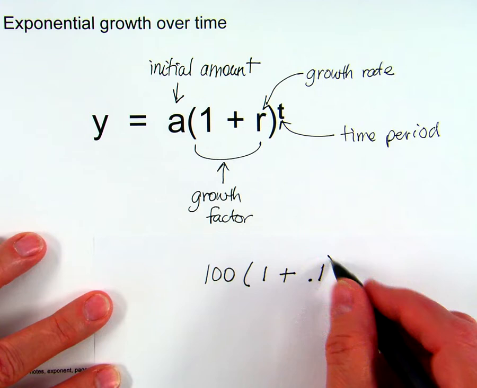Sometimes kids say, why is that 1 there? Well, this kind of shows us why the 1 is there. If we use our distributive property, this will be 100 plus 10, which is exactly what we just did with our draw-it-out-by-hand example of interest. So the growth rate already includes the original amount and the interest that's being paid.